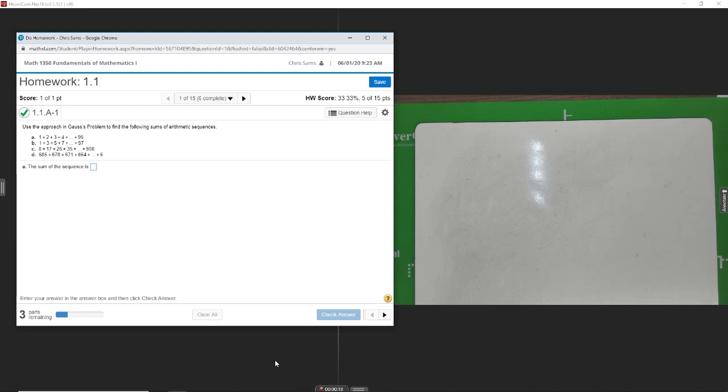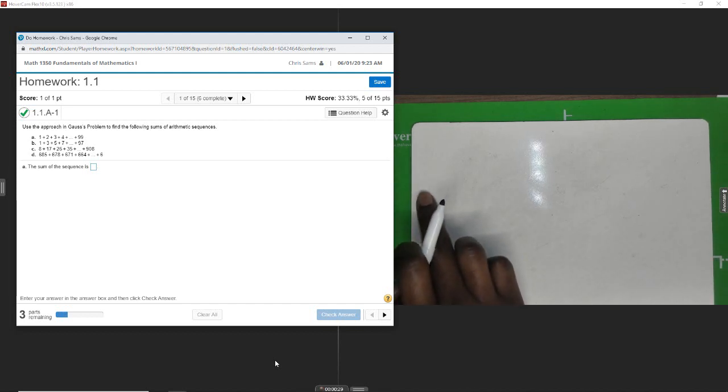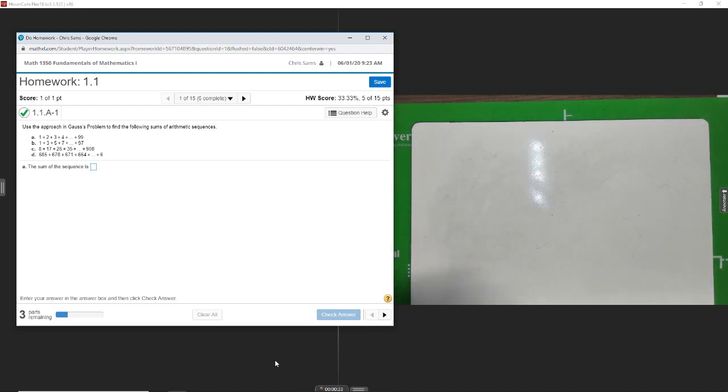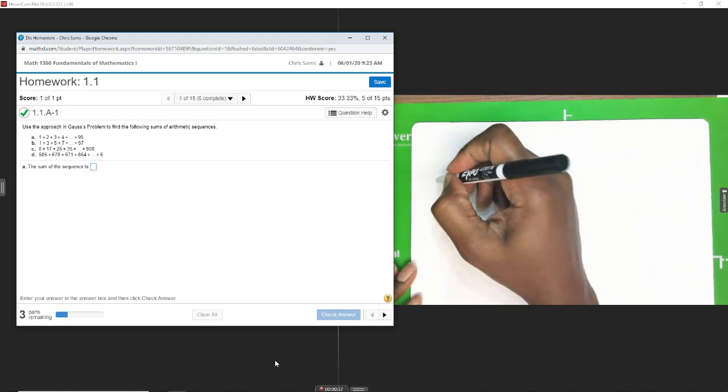So there's a formula that they give you that says if you're adding up numbers in sequence starting from 1, which is important, you have to start from 1, and the formula needs to be counting by 1. So 1, 2, 3, 4, 5, etc., all the way up to some number. Then you can use this formula.